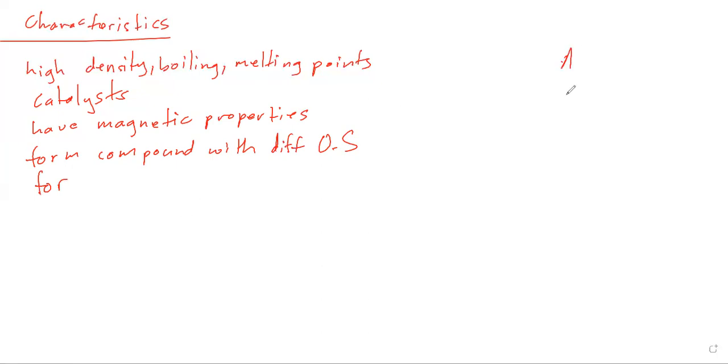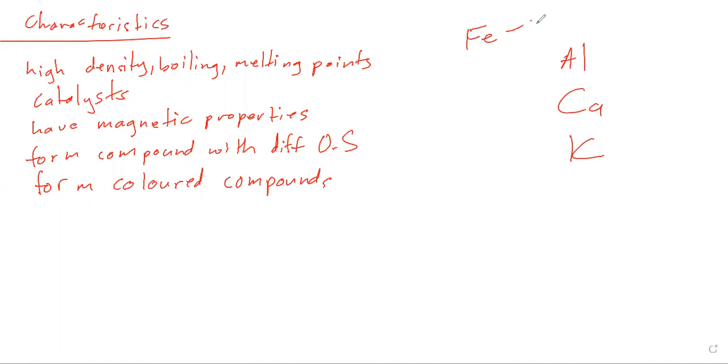That is why any compound with aluminum, calcium, or potassium tends to be white or gray. If you look at compounds with iron, they tend to be green. Copper 2 is blue. Permanganate is purple. So transition metals form colored compounds. You must know some properties, and you must know how to identify your transition metal.